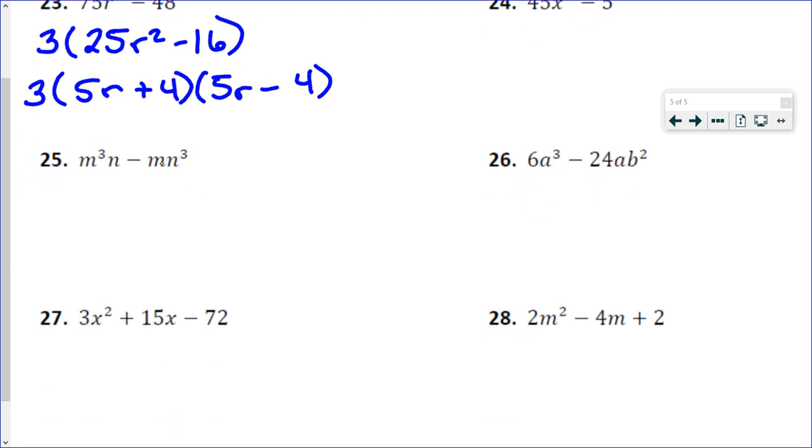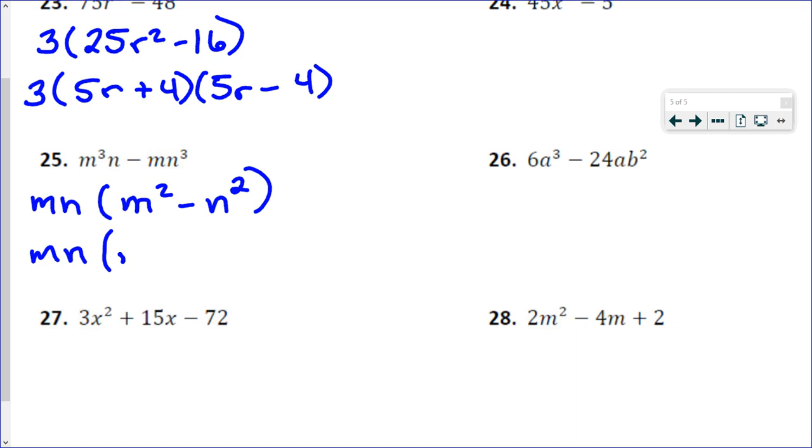All right, on 25, I can factor out an m out of this one, and I can factor out an n. So we're going to factor out an m and an n. So mn. So that leaves me with m squared minus n squared. Again, we can use difference of squares here. These are perfect squares. So I have my mn in the front.